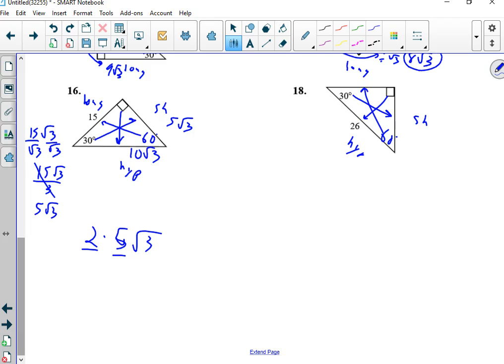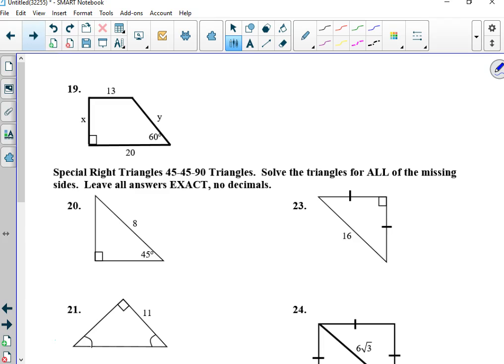And number 18. Again, this time I have my hypotenuse. This is a little bit easier. I go from my hypotenuse to my short is just divide by 2. 13. And then to go to my long is just tack on a radical 3. That's all I've got to do.